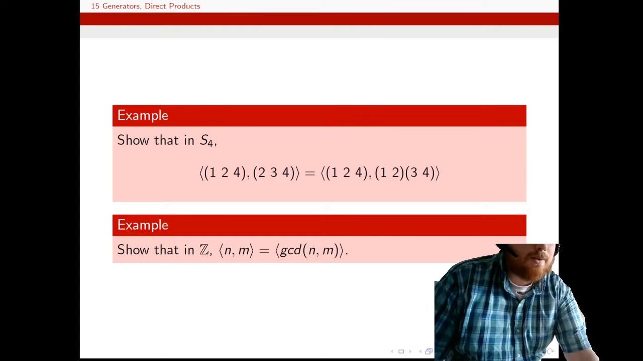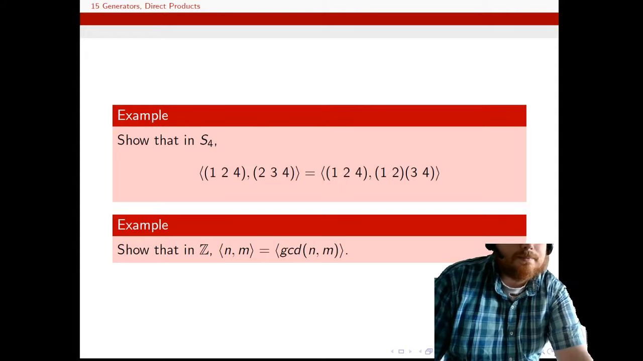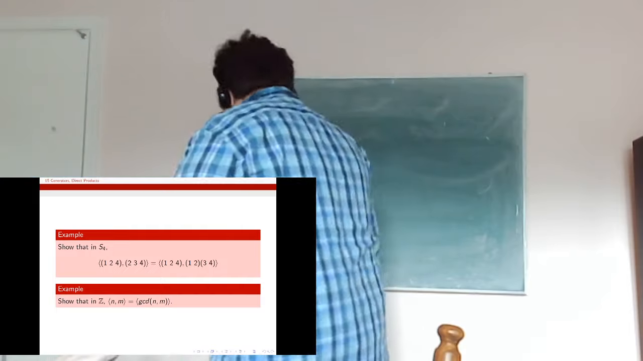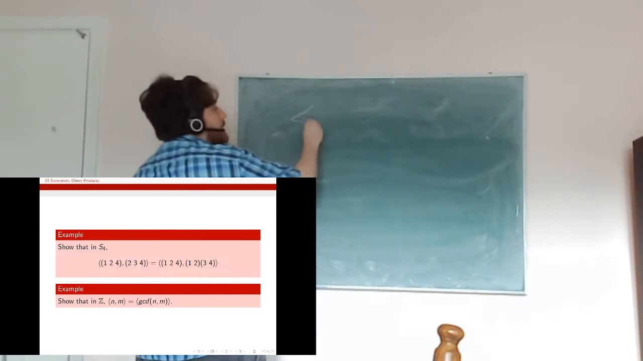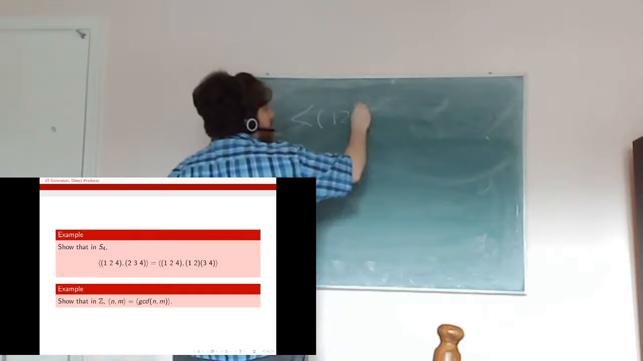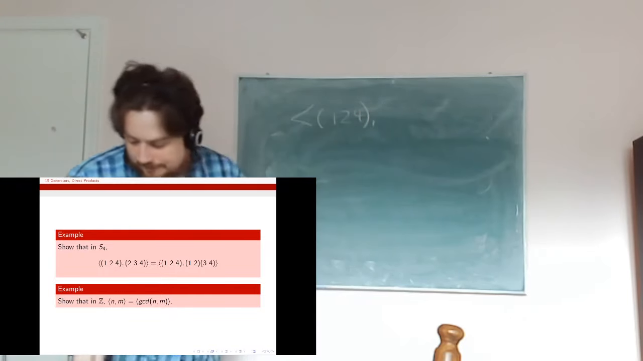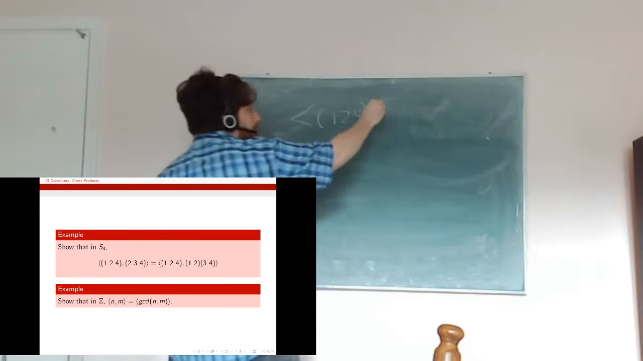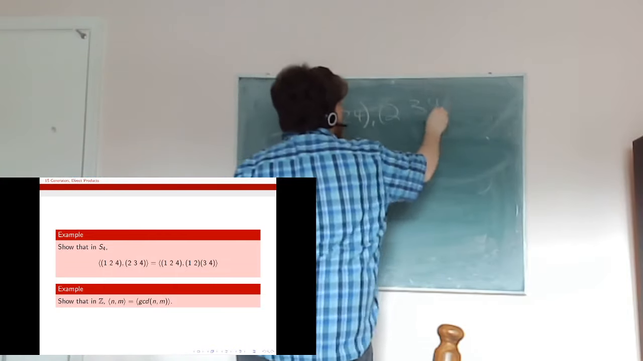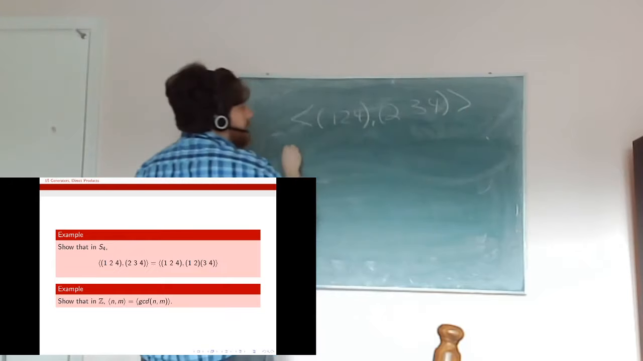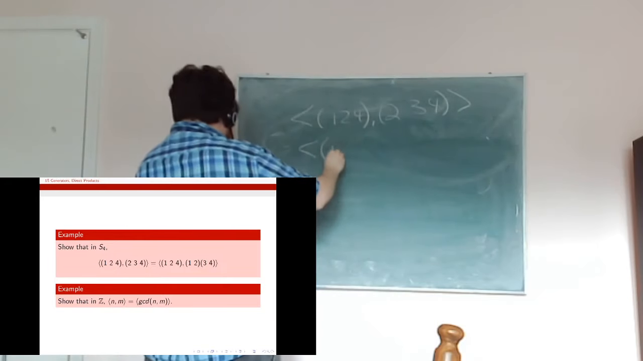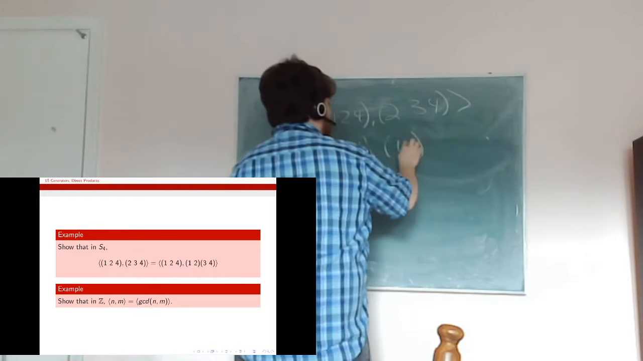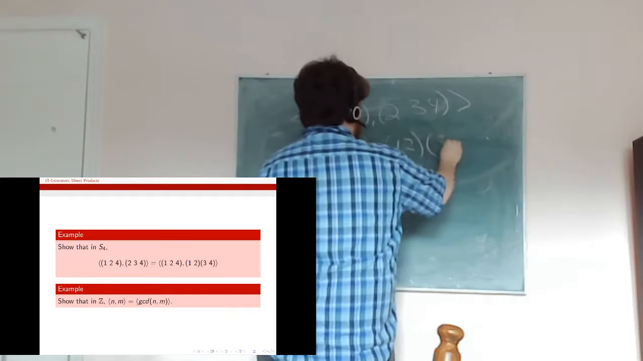All right, so how would I do that? Well, I had (1 2 4) and (2 3 4), and I want to show that it's equal to the group generated by (1 2 4) and (1 2 3 4).